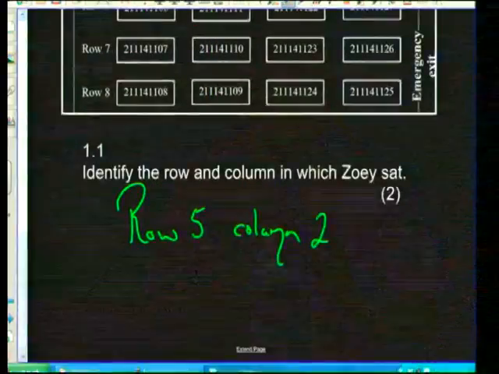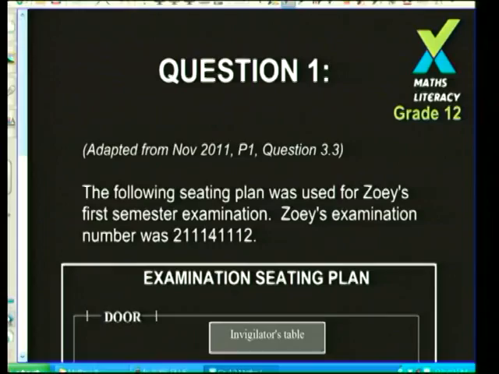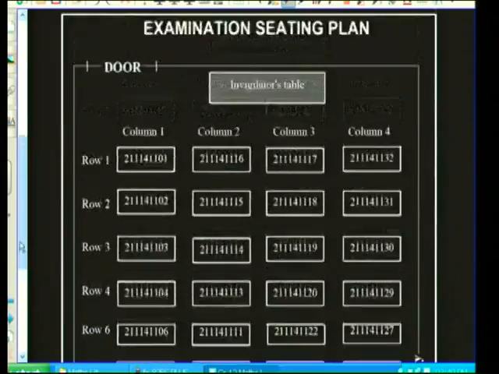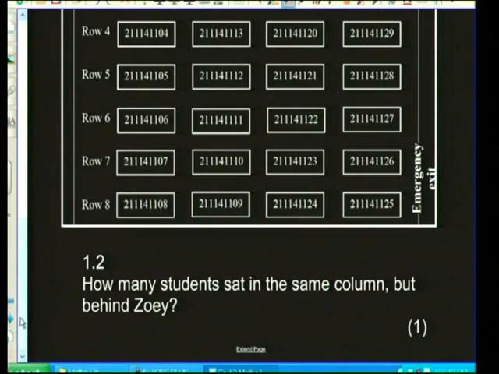Okay. Straightforward, isn't it? But we had to be able to identify. This would have been a great paper 1 type question. Right, let's go on to the next part of that question. The next part says this: how many students sat in the same column but behind Zoe?